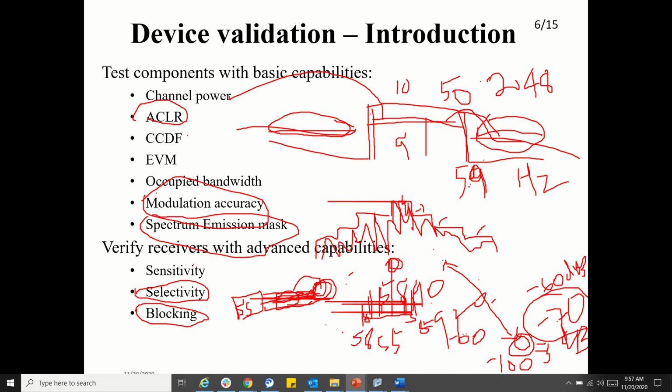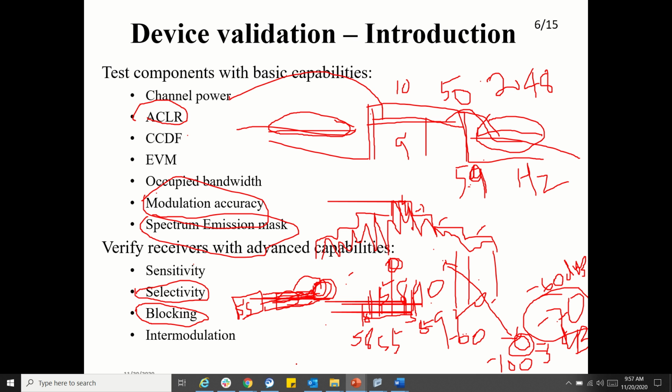So this is called in-band blocking. If the interference is from out of band, which means other bands, for example up to 26 gigahertz, then it is called out-of-band blocking. Next is intermodulation, which we'll see in some of the slides.